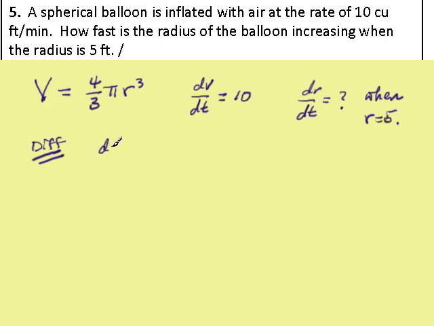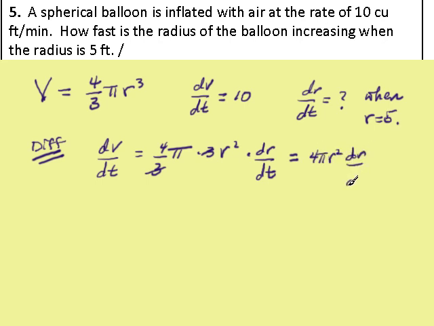So on the left side we have dV/dt. On the right side, bring down the 3 r squared times dr/dt. That's our implicit differentiation, or our little chain rule over there. Okay, we can cancel these. So here's dV/dt equals 4 pi r squared dr/dt. So now we're ready for the substitute step.